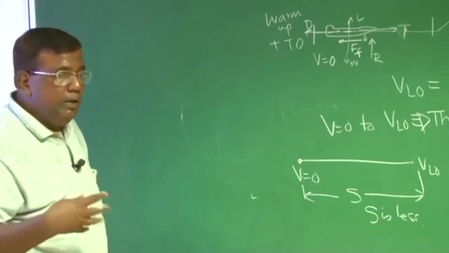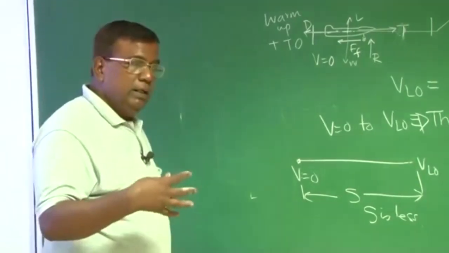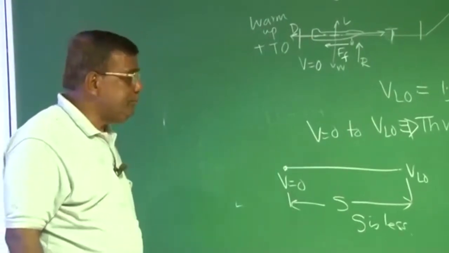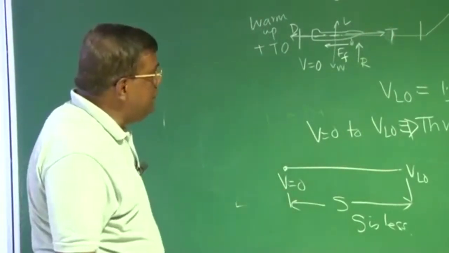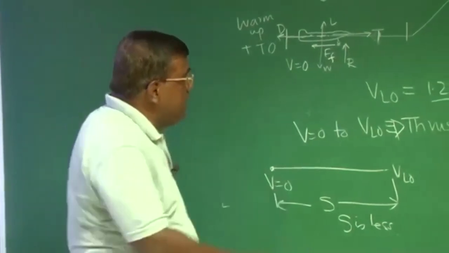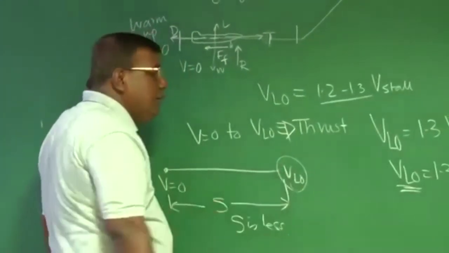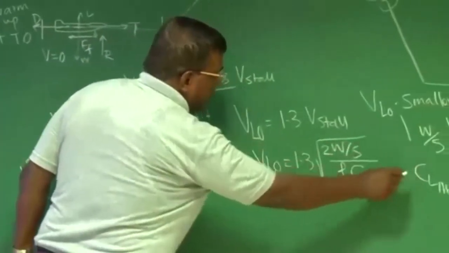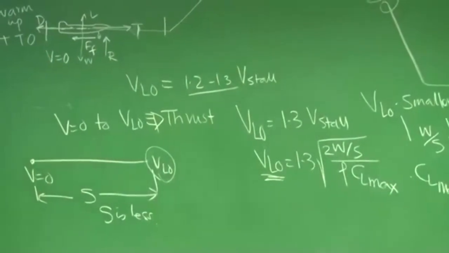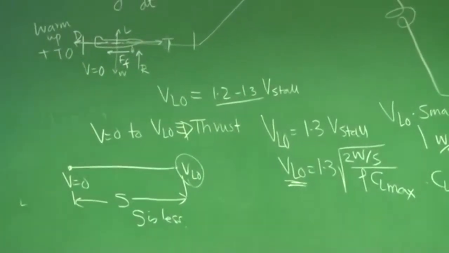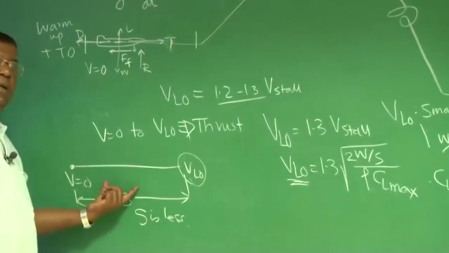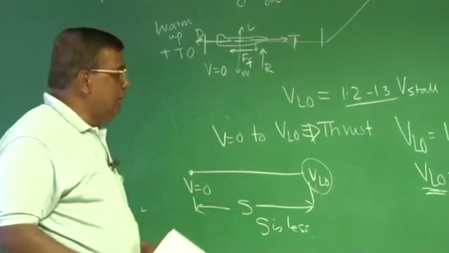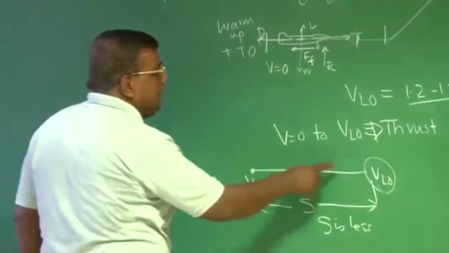We cannot expect that the aircraft will take a large takeoff distance that is otherwise not possible. The general tendency is you try to design an airplane so that the takeoff distance is not that large. So what is the message? One is you try to see that V liftoff is low. That is taken care of by W by S and CL max. But once V liftoff is fixed, then I want this distance to be as low as possible.